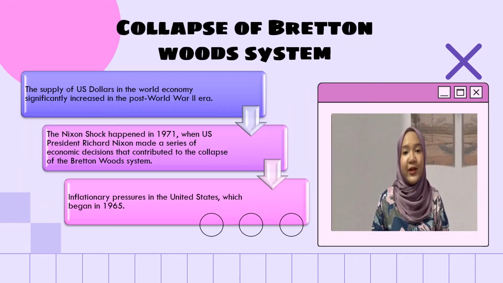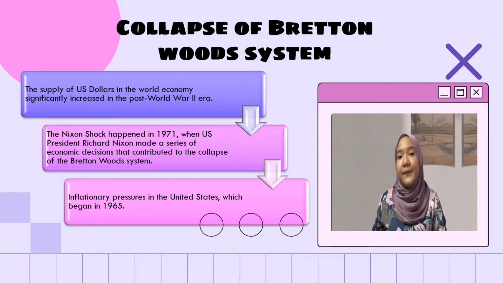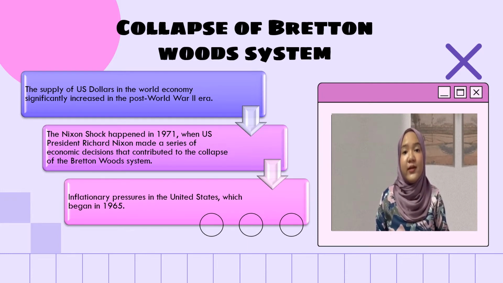Now I'll proceed to the collapse of the Bretton Woods system. Post-World War, the supply of US dollars suddenly increased in the world economy. As a result, many countries started questioning the quantum of gold reserve of the US government with the supply of US dollars. By 1973, many countries started losing confidence in the US dollar and started searching for other reliable sources. The Nixon shock was a serious economic decision made by US President Richard Nixon in 1971 that led to the collapse of the Bretton Woods system.